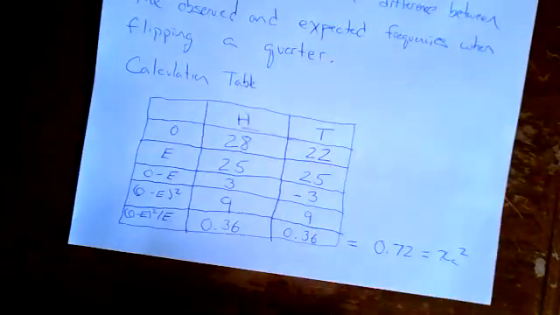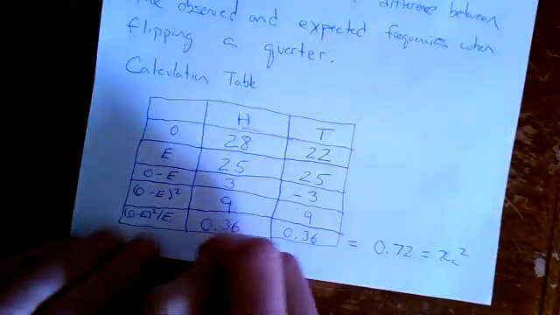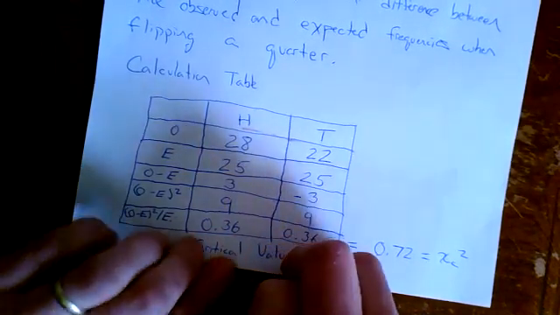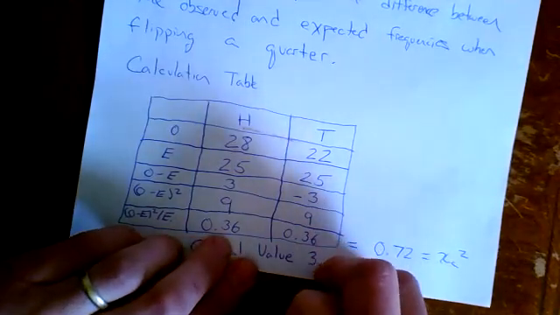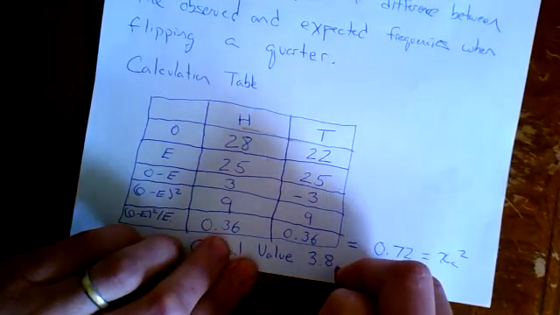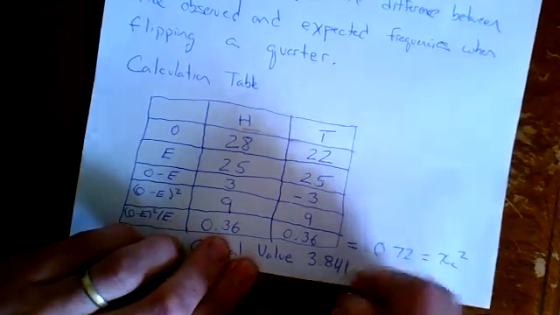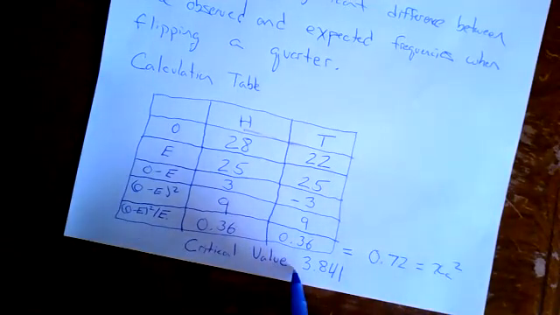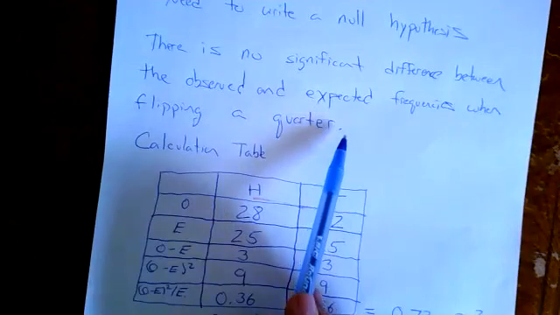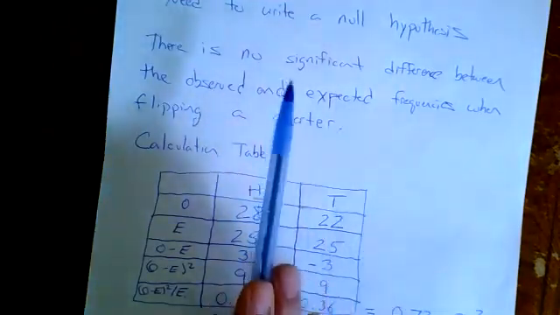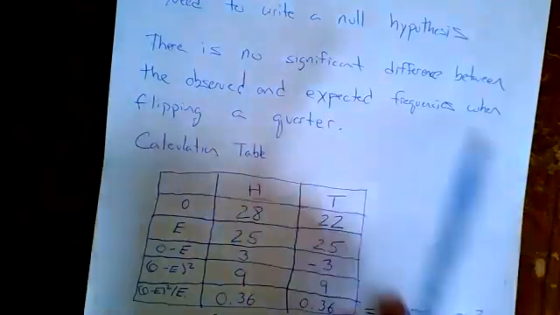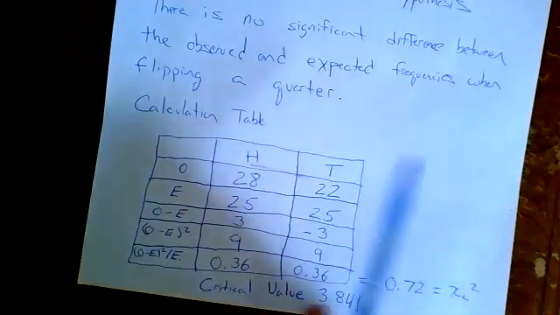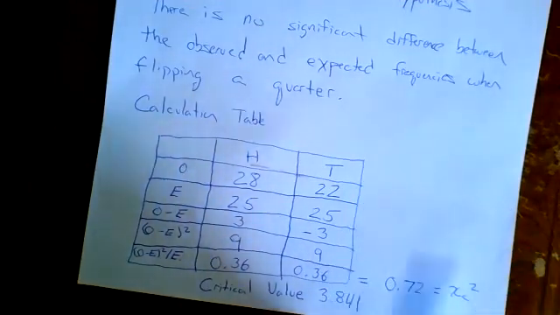0.72. We have to compare that chi-square value to what we call the critical value. The critical value that you need to be aware of is 3.841. If your chi-squared value is below your critical value, you're going to accept the statement that there is no significant difference between the observed and expected frequencies. That's good. But if you're above it, you're going to have to reject this statement. There's something going on crazy with this quarter, but that's kind of all we can say.